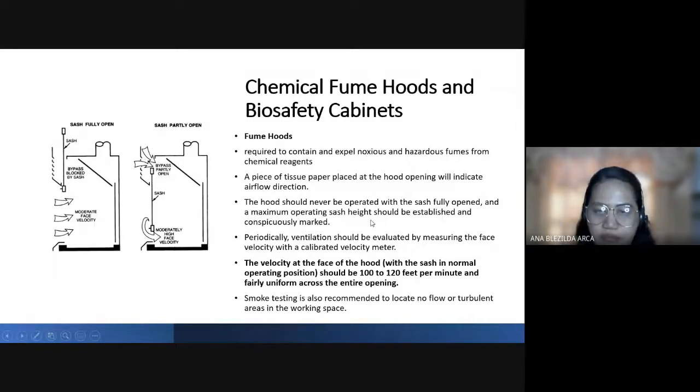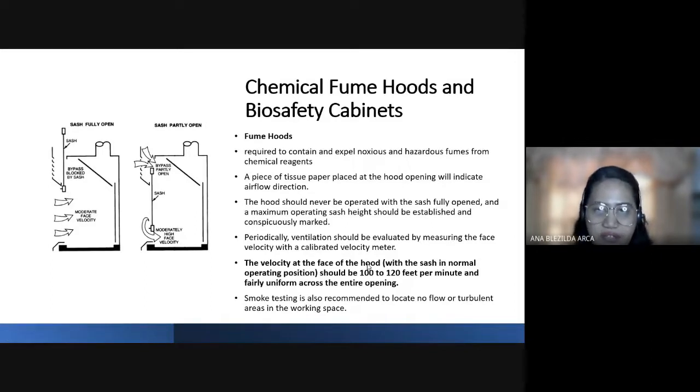So, the velocity of the face of the hood with the sash in normal operating position should be 100 to 120 feet per minute and fairly uniform across the entire opening. Ibig sabihin nito, class, kapag nag-test ka ng airflow, kasi yung face velocity, ito yung airflow sa loob ng fume hood mo. It should be within 100 to 120 feet per minute. Okay? Yun ang standard natin sa fume hood.